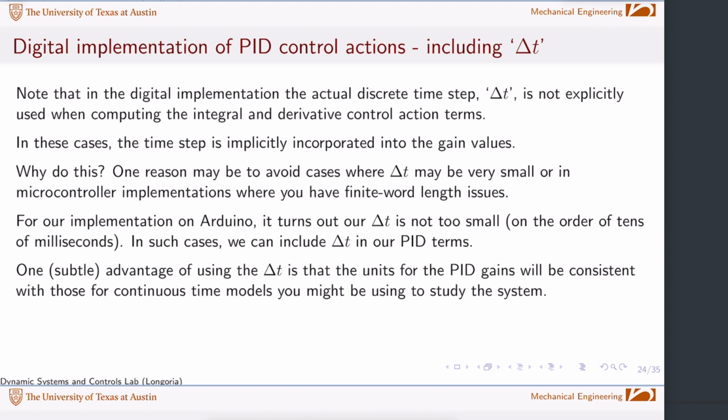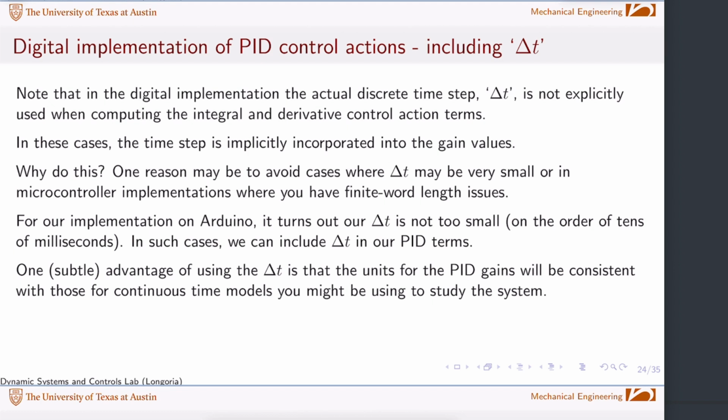For our implementation on Arduino, we actually are running pretty slow. The delta t is on the order of tens of milliseconds, so the delta t is not too small. We went ahead and we're including it in these PID terms. Again, one subtle advantage is that when you look at the gains of the k's, it could be related to what you might do in a theoretical analysis. Since we're not doing theoretical analysis in this lab, that doesn't make a big difference. So really, in my opinion, you could go either way and either leave out the delta t or leave the delta t in. It just happens that in this latest version of our controller, we have it in there.